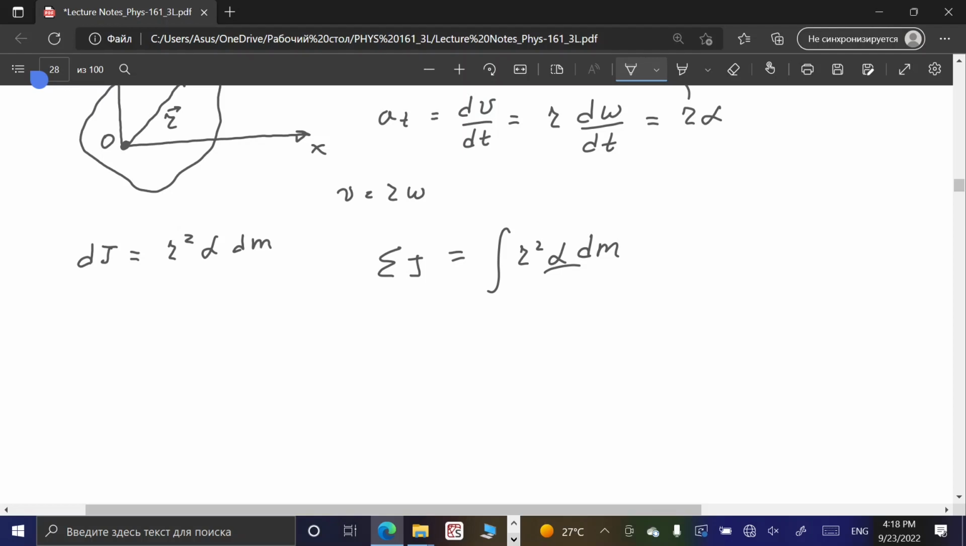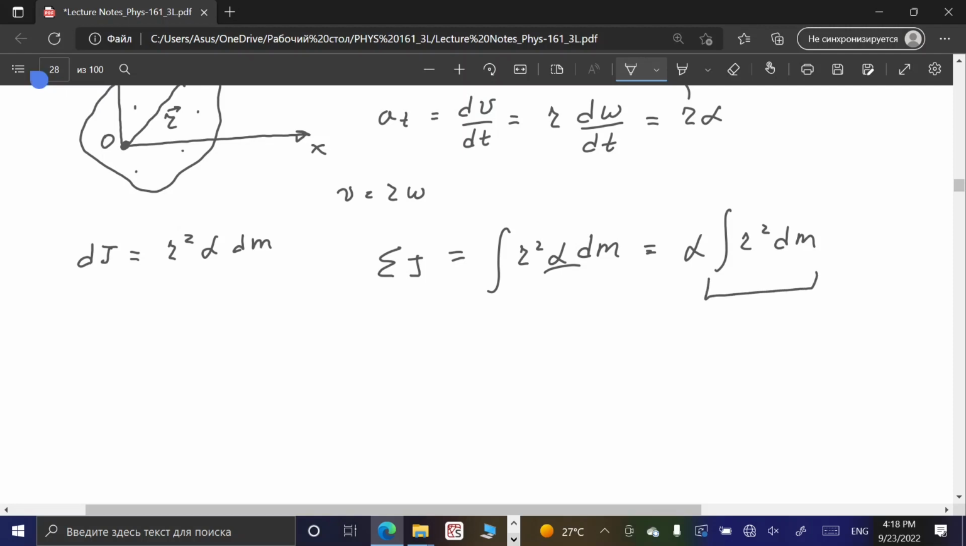Any comments about this? It's constant because no matter where we pick up a point, it will be the same for all points of this rigid body. That's the definition of a rigid body. So that's why we can take the angular acceleration out of the integral. Here we'll have r squared dm.